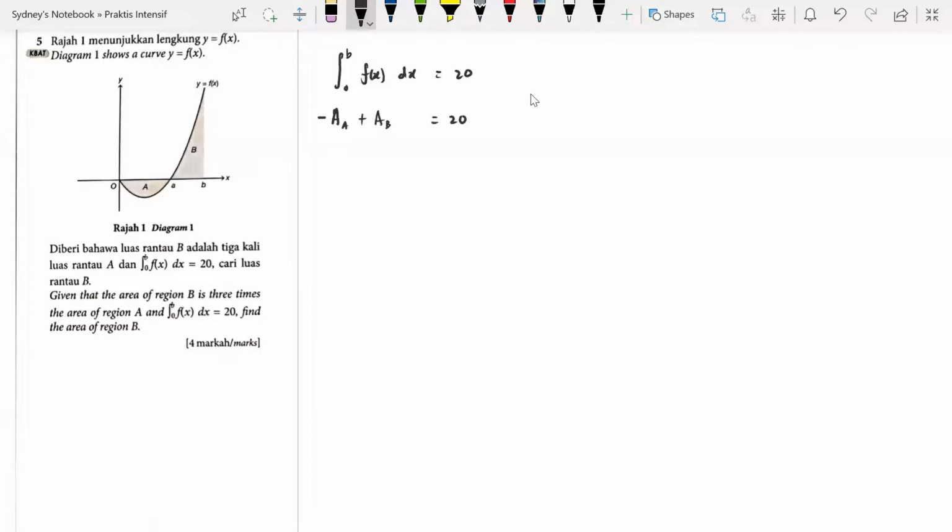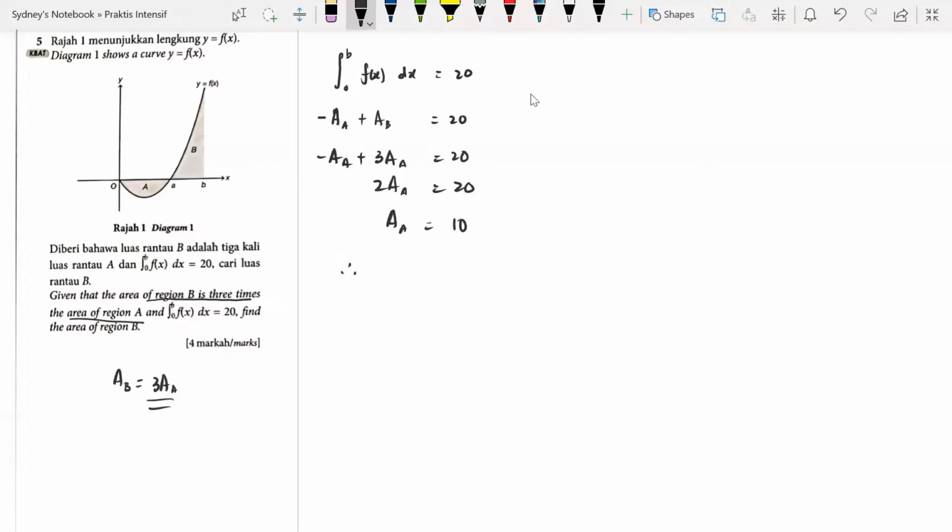And we are given that the area of region B is 3 times the area of region A. That means area of B equals 3 times the area of A. We shall replace this in our equation. So every time I see area of B, I replace it with 3 times the area of A, equals 20. So we will have negative A plus 3A, so we have positive 2 times the area of region A equals 20. Therefore, the area of region A will be 10.